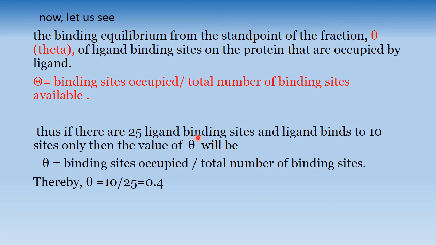So if there are 25 ligand binding sites and the ligand binds to only 10 sites, then the value of theta is equal to binding sites occupied upon total number of binding sites. That is 10, the binding sites that have been occupied, and the total number of binding sites available was 25, so the value is 10 by 25, that is 0.4.